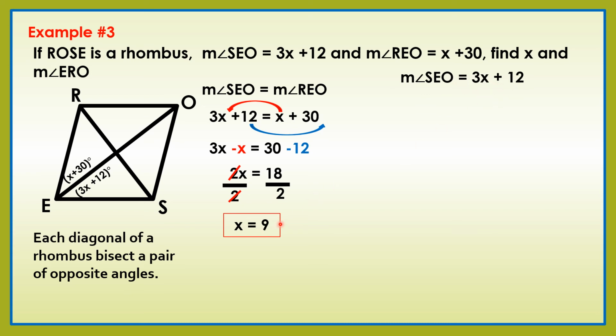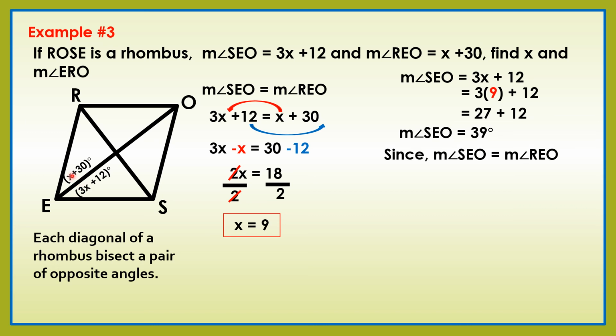Substitution, ang x natin ay 9. So, we will have now 3 times 9 plus 12. Multiply the 2, that is 27. Just copy plus 12. Add the 2. Therefore, the measure of angle SEO is equal to 39 degrees. So, si SEO is 39 degrees. Eh, di ba, congruent silang dalawa, itong angle na to at itong angle na to ay congruent. So, kung itong angle na to ay 39 degrees, automatically, yung kabilang angle is also 39 degrees.